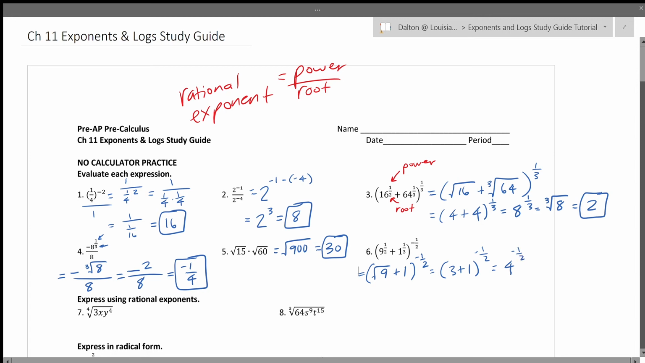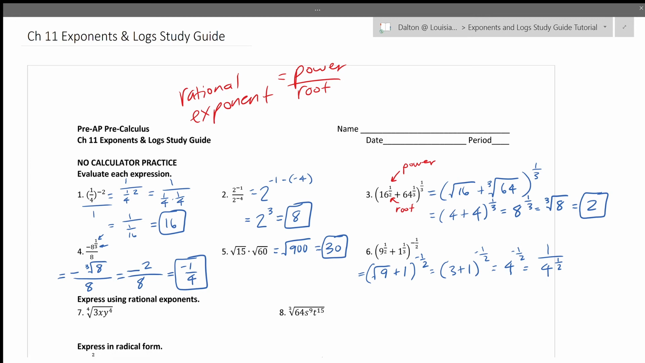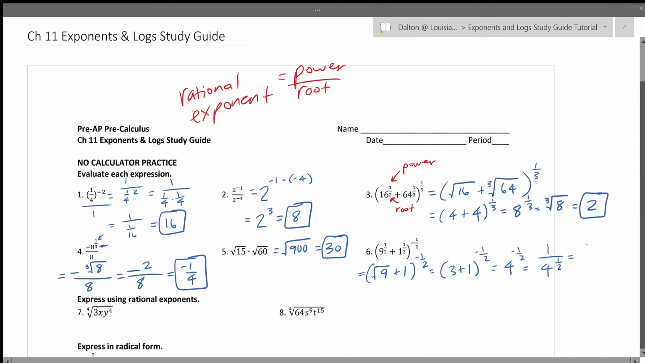Well, again, when you have a negative exponent, you can rewrite it as a positive exponent if you put that number in the opposite location of the fraction. So 4 to the negative 1/2 is the same thing as 1 over 4 to the positive 1/2 power. And then 4 to the 1/2 power is the same thing as the square root of 4, which is 2. And since that's on the denominator, your final answer would be 1 over 2, or 1/2.